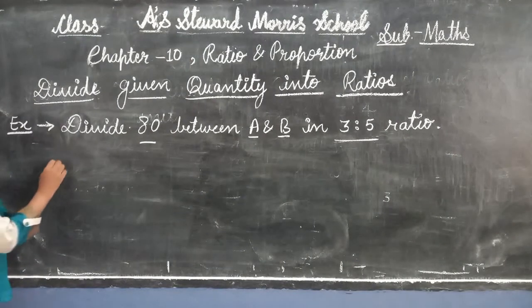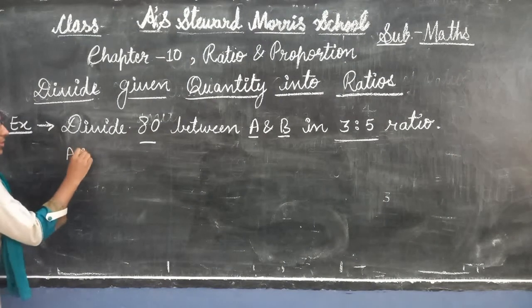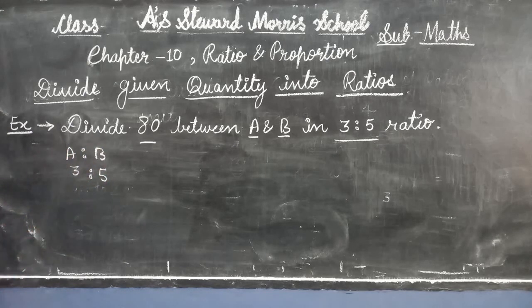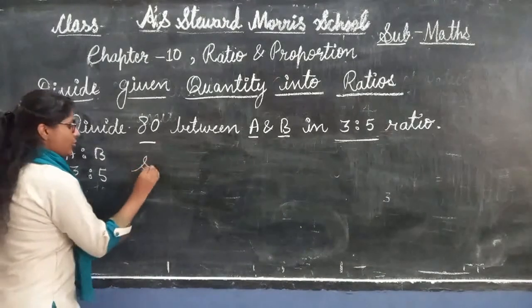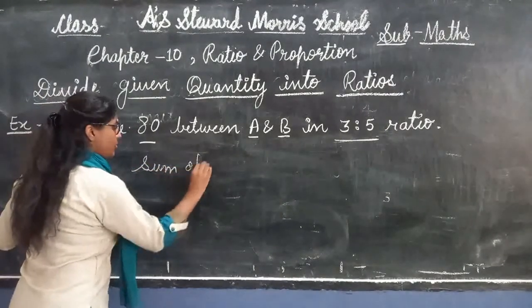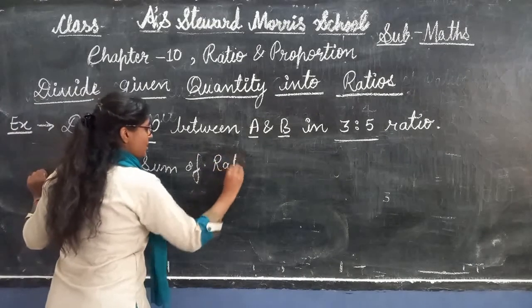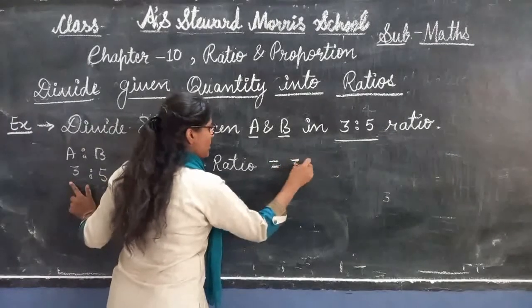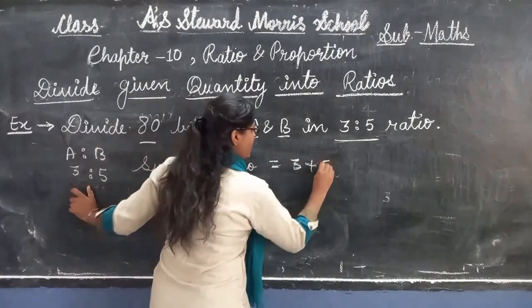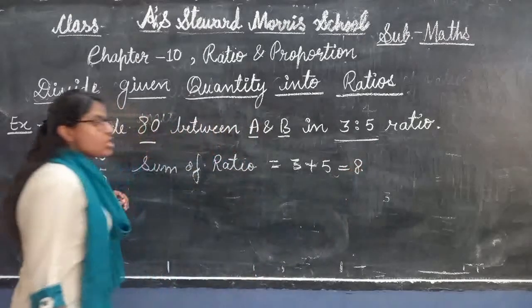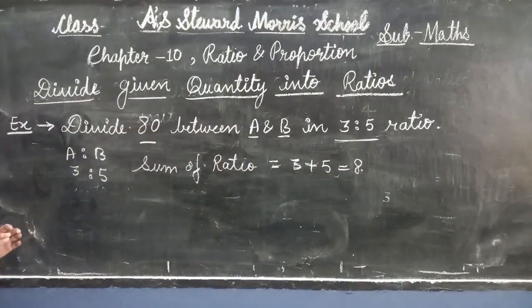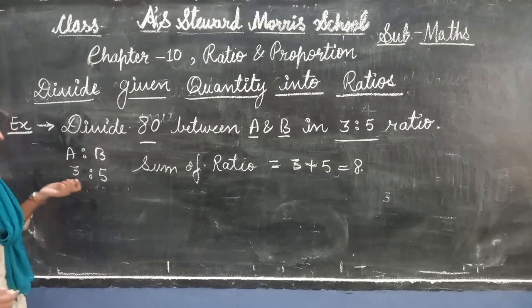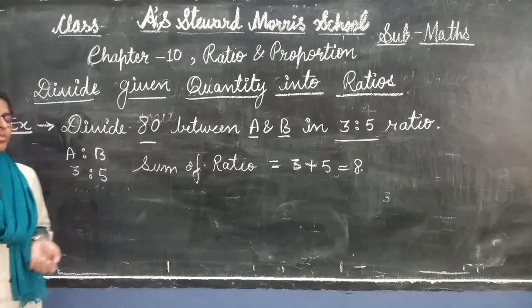Let's see. A:B is 3:5. After that, we need to find the sum of the ratio. How do we find the sum of ratio? 3 plus 5 is equal to 8. So we have a total of 8 parts. Okay, this 80, firstly we divide into a total of 8 parts, then we multiply by 3 and 5 respectively. Just see here how.